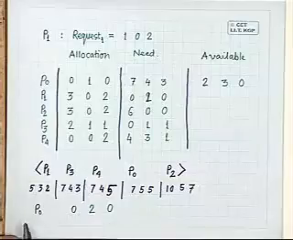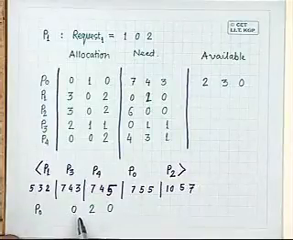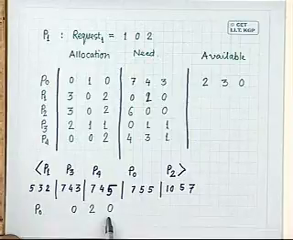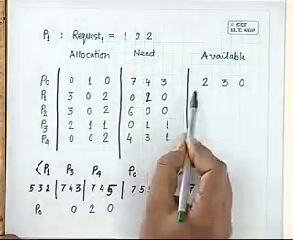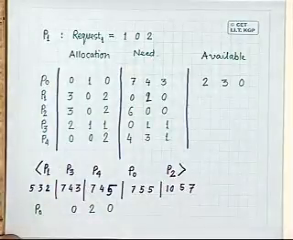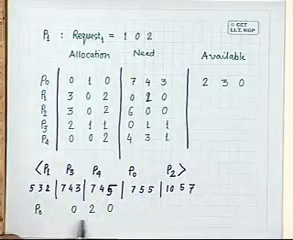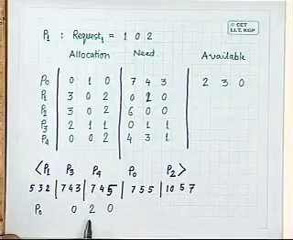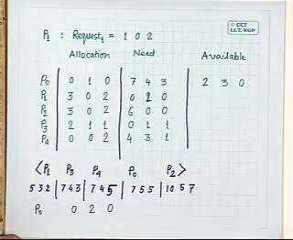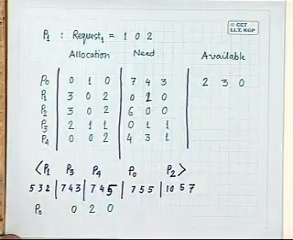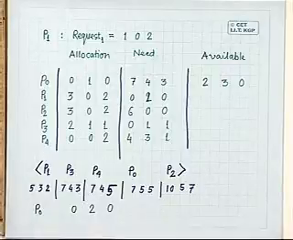Okay, so you try to see that if P0 puts a request for 020 number of resources in this state, because this state is safe, as we have just seen. In the safe state, if P0 puts a request like this, whether this request can be granted immediately or not. Okay? You try to solve this as an exercise.